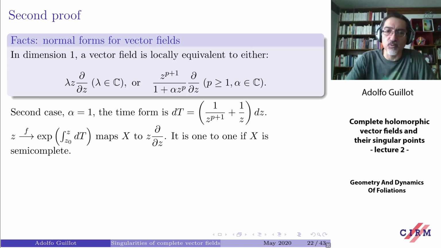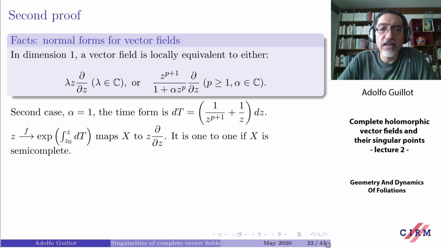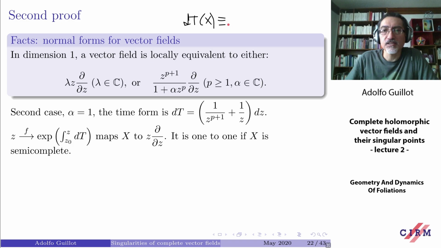I will suppose we are in the second case, and I will just try to show you that alpha cannot be equal to 1. Suppose that it is equal to 1. Now the time form that I have, remember the time form dt is just the time form evaluated on X, a constant 1. So the time form has this expression, 1 over z to the p plus 1 over z. As you see, the time form has a residue around 0.